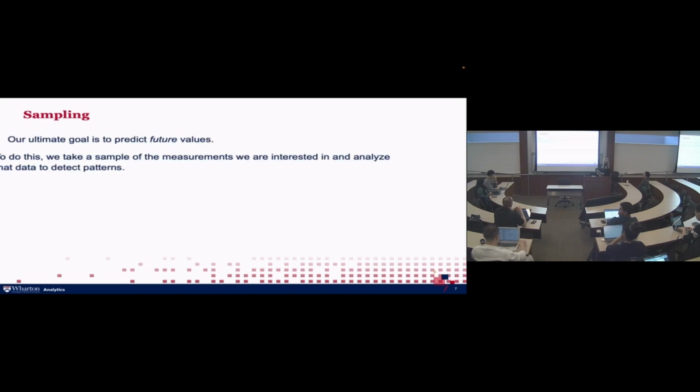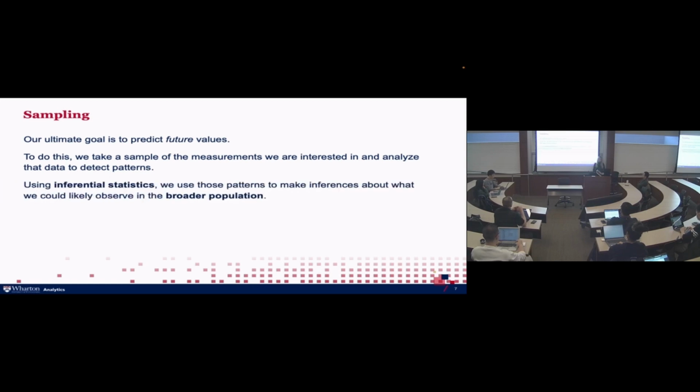Okay, so let's get into sampling. This is another thing I want to get into before we start getting into more sophisticated models. So our ultimate goal when doing most types of analytics, but any type of predictive work, is that we want to predict future values. So how do we do this? We obtain a sample of data and we look at the measurements that we're interested in and we analyze that data to detect patterns within that data set.